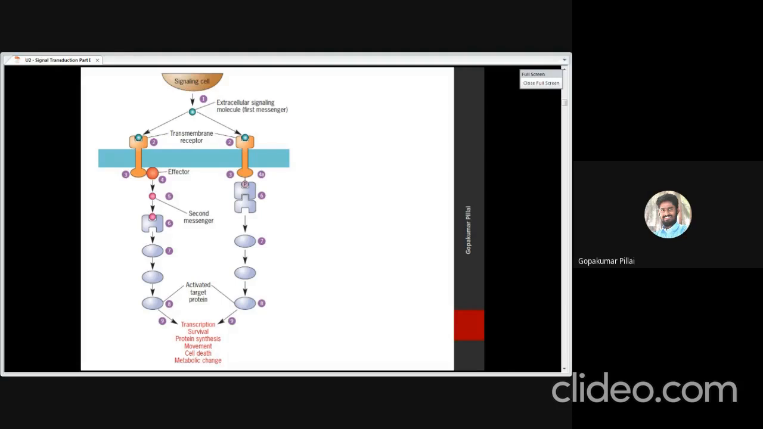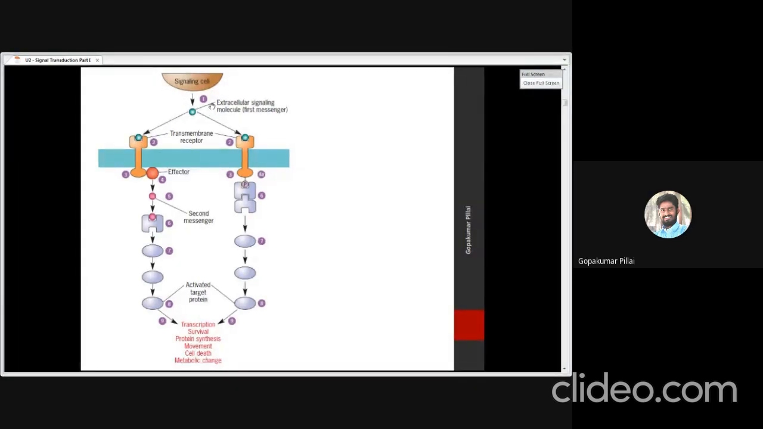At the very top of the picture, what you see in brown is a signaling cell. It's mentioned as a signaling cell, at the very top. This is about the cell which actually produces the extracellular messenger. Let's say that one cell wants to communicate with another one. The one which is deciding about communicating is the signaling cell, and it is producing the extracellular messenger.